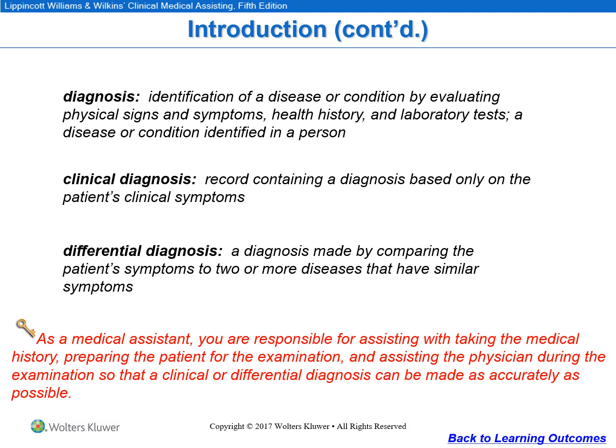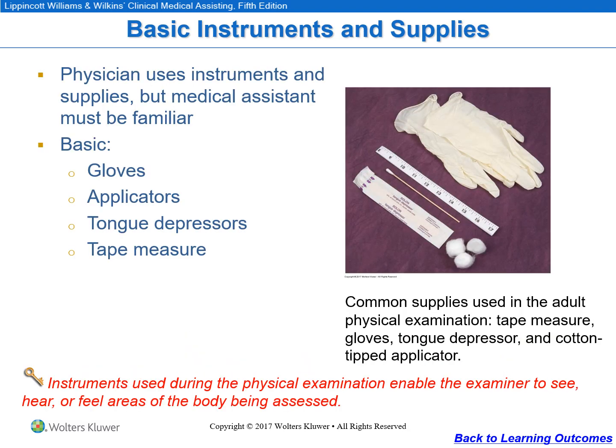So you are going to be helping the provider by getting the medical history. You might be helping with the examination process, getting different instruments that they'll need, helping to hold the patient, put them in different positions. So you're going to be a component to the examination. Some basic instruments and supplies: gloves, applicators, tongue depressors, tape measures. So there are all different things that we will be using during the examination process.